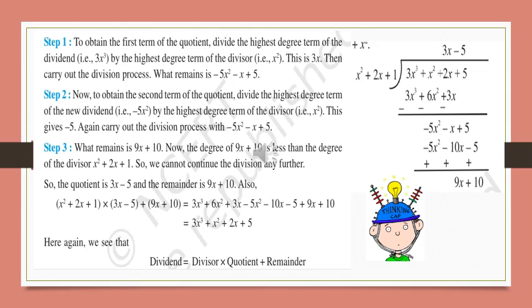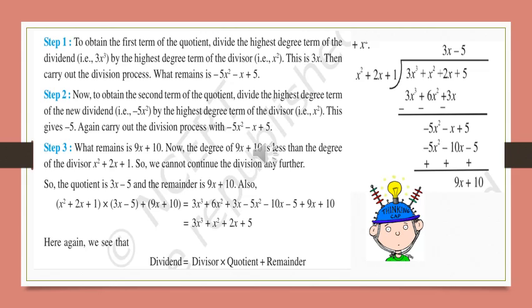So here is one more example. First, we will go stepwise. To obtain the first term of the quotient, divide the highest degree term of the dividend, that is 3x cube, by the highest degree term of the divisor, that is x square. In other words, first term by first term. This is 3x. Then carry out the division process.